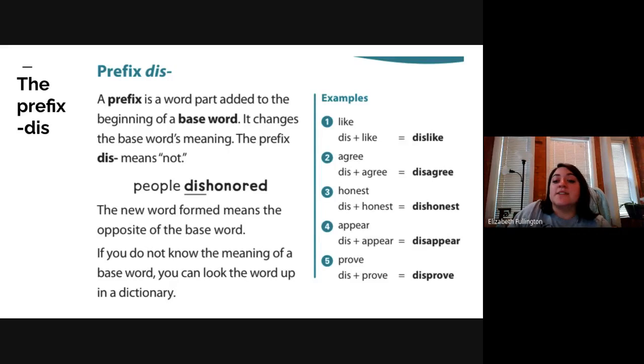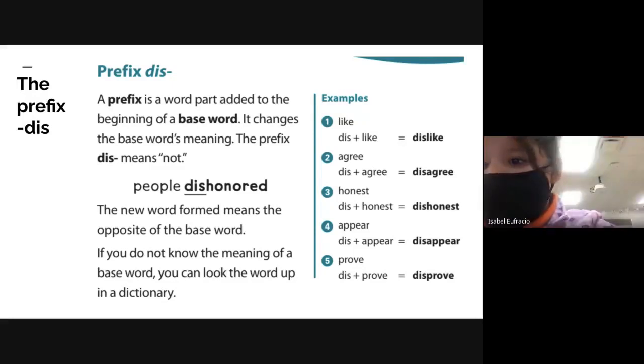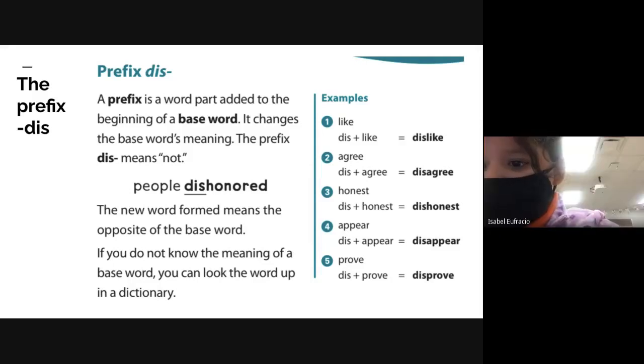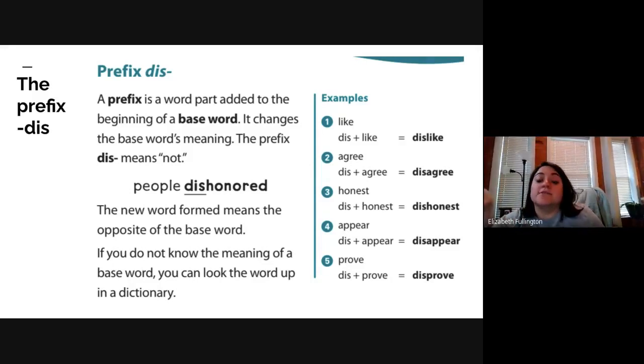All right, so it says Isabel. Isabel, if you're here, I don't see you on here. Are you here, sweetie? Yes. I see her now. All right, so Isabel, if I have the word dishonest and I break it apart, what does that mean? Dislike. So dishonest, remember dis is not, and then honest stays the same. So what would that mean? Not honest, right? Good job.